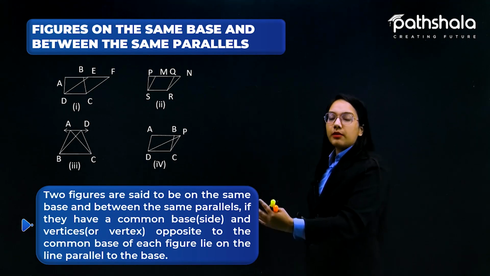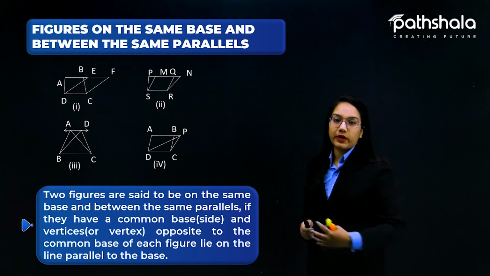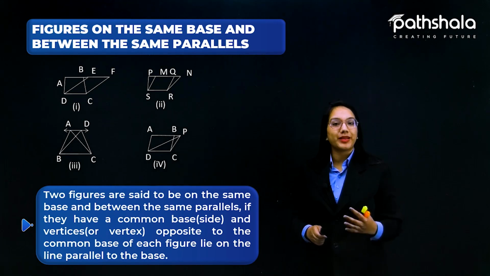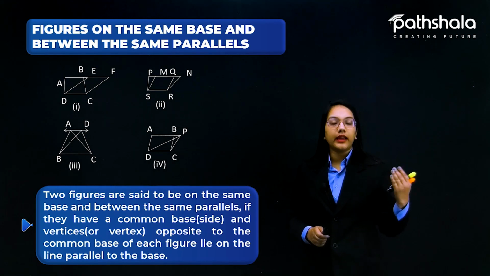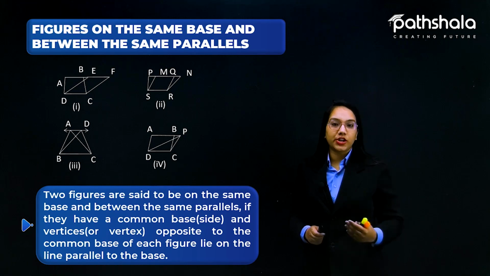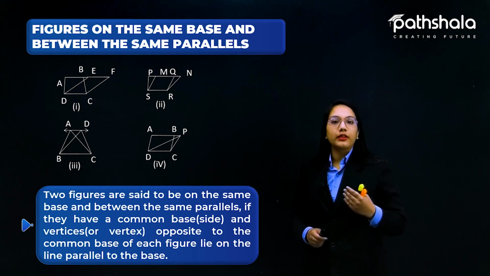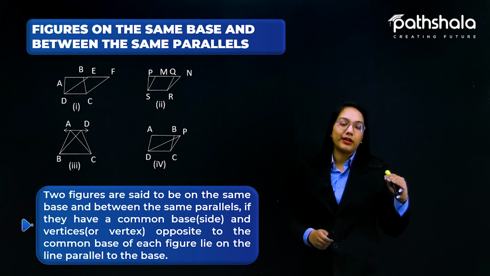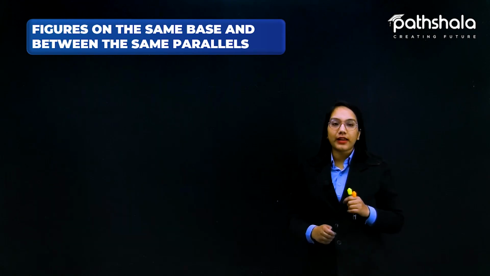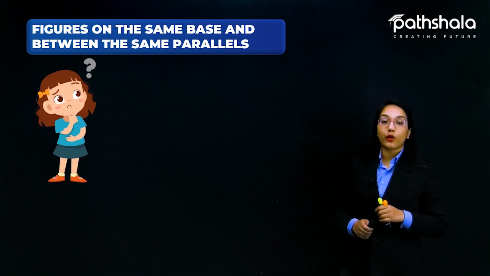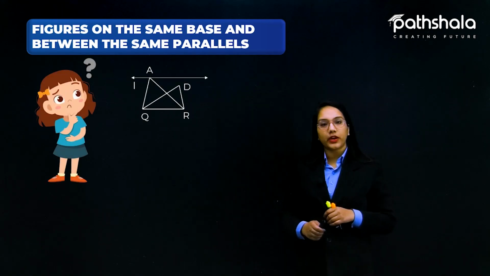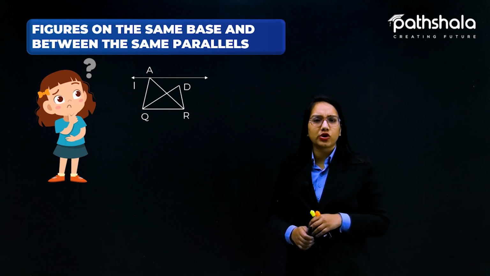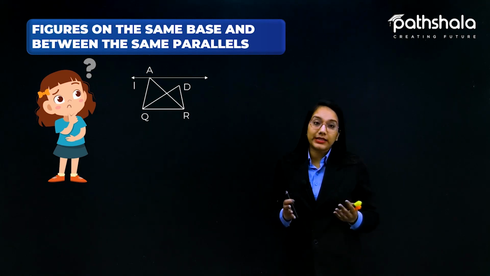So always remember this particular condition which is related with the figures that are on the same base and between the same parallels: they satisfy such a condition if they have a common base and the vertices opposite to the common base of each figure lie on the line which is parallel to the base. Now let us suppose I ask you a question, whether this figure is lying on the same base and between the same parallels.